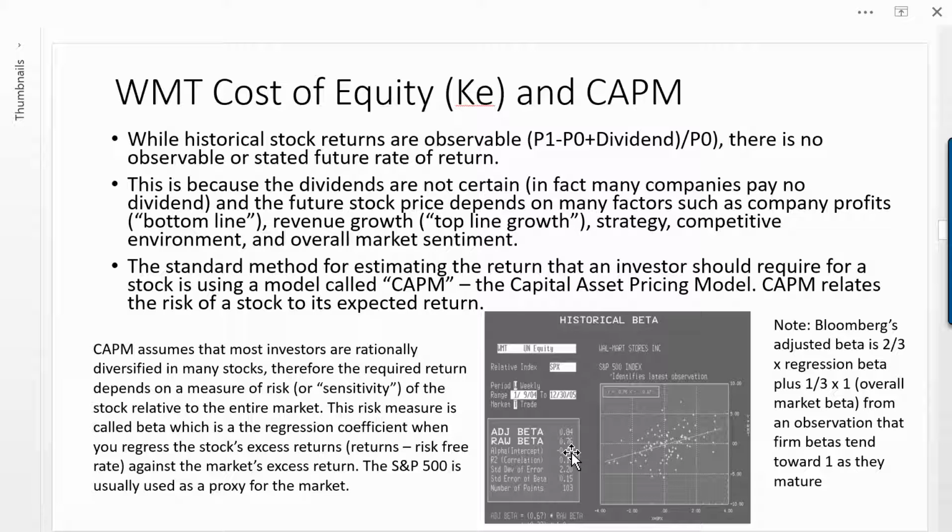Walmart's is 0.76. Now a more technical note, Bloomberg reports something called an adjusted beta. This is based on a famous study, probably over 20 years old now, that found that betas of companies tend to go towards 1 as they get older. So the idea is as firms mature, they look more and more like the market. Based on that study, they said that a good predictor of future betas for a company is to take 2/3 of the regression beta, say 2/3 of 0.76, and 1/3 of 1. So basically all it does is make the betas go closer to 1.